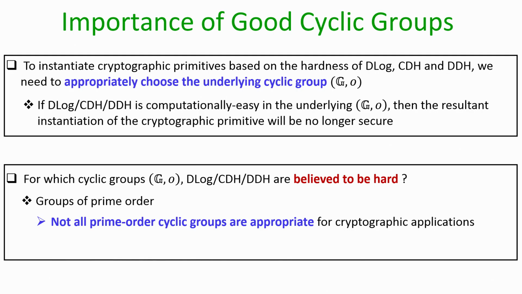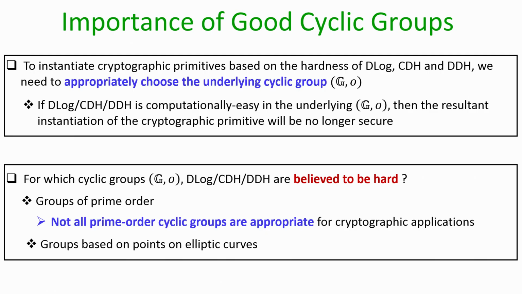So, there are two popular choices of candidate cyclic groups where we believe that these problems are indeed difficult to solve. The first choice is the groups of prime order, namely groups where the number of elements is some prime number. However, it turns out that not all the prime order cyclic groups are appropriate for cryptographic applications. In fact, we will see some candidate prime order cyclic groups where D log problem, CDH problem, DDH problem are indeed very easy to solve. But it turns out that we have other types of prime order cyclic groups where we strongly believe that D log, CDH and DDH problem are indeed difficult to solve.